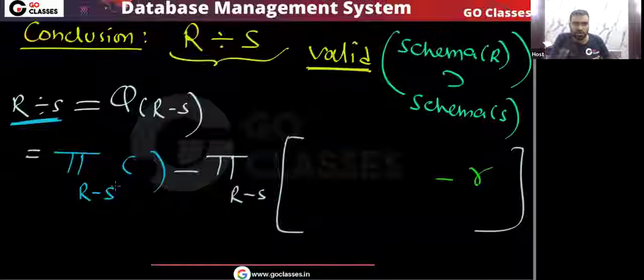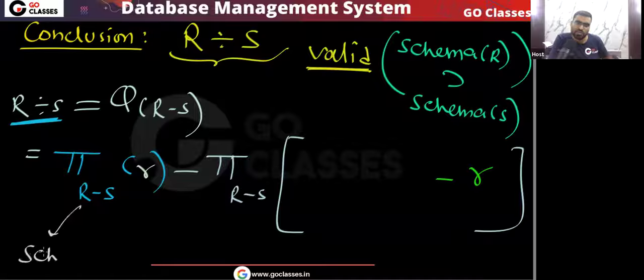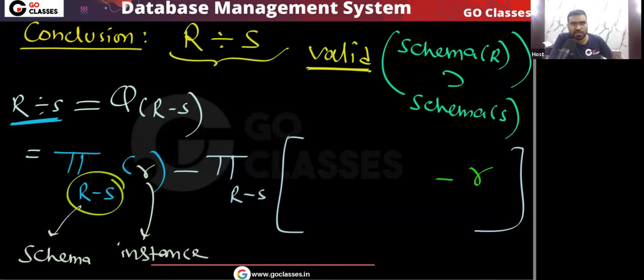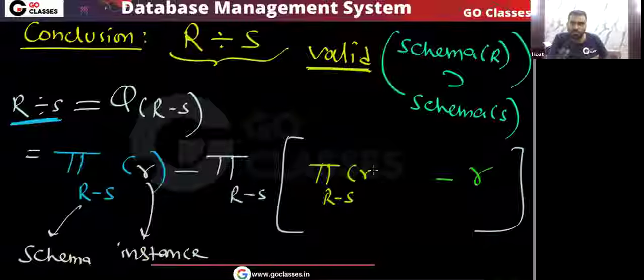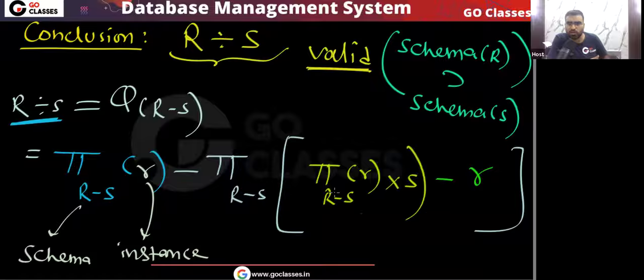Let's assume, see, I'm using capital for schema and small for instance, so that it is clear that here I'm using schema, meaning schema of R minus schema of S. And this small r I'm using for the instance, so this is your actual. Now what do you do? Ideal is what? Ideal means these R minus S values from R, you do a cross product with S. That's it. So this is your answer.